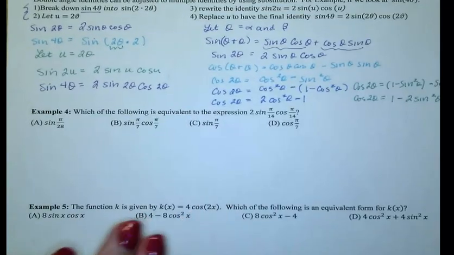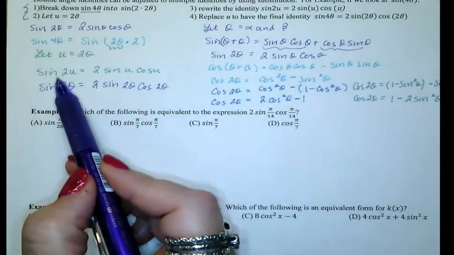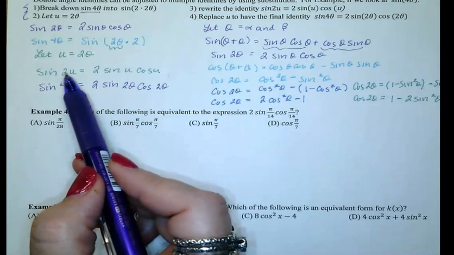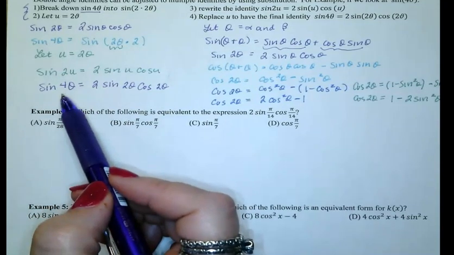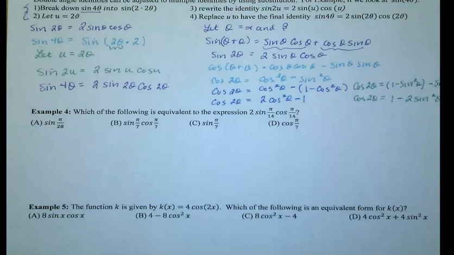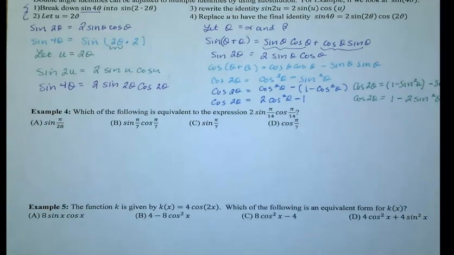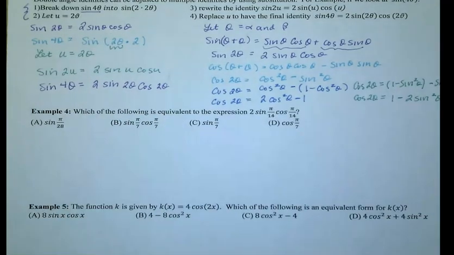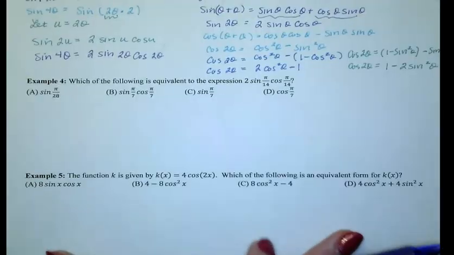So now we have a way to take something in terms of 2u and use your double angle identities, but we can expand that out to be like sine of 4 theta, sine of 6 theta, things like that. Okay? So that's an example of how you can adjust, and that's what these 3 steps here are, is showing you how to go about what we just talked about right there.